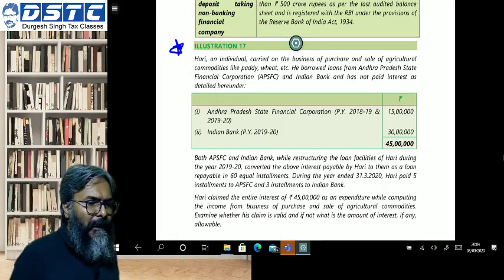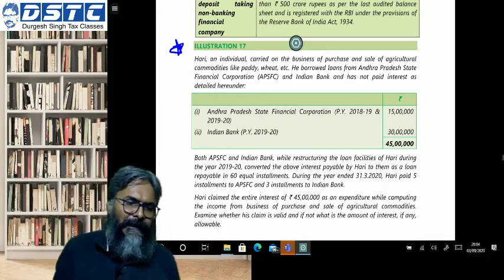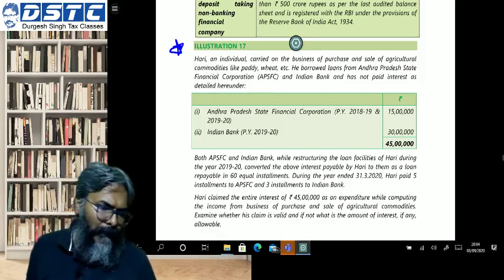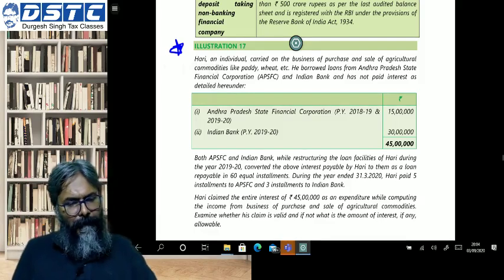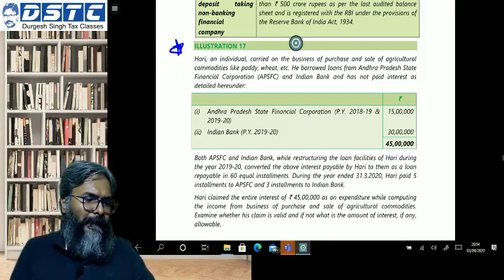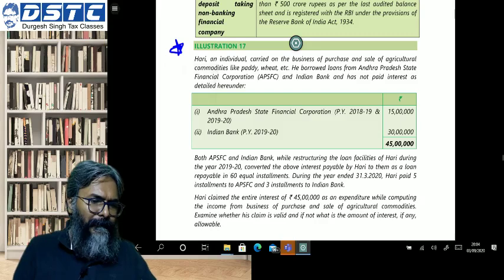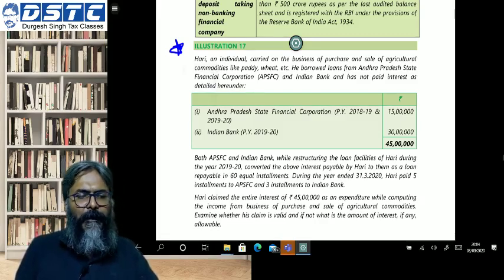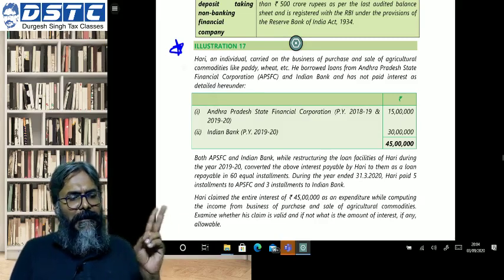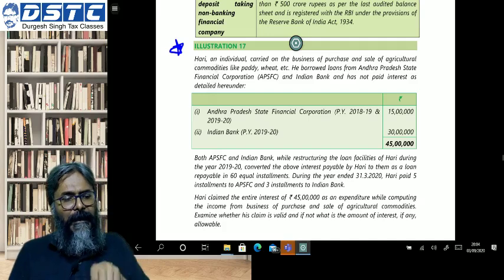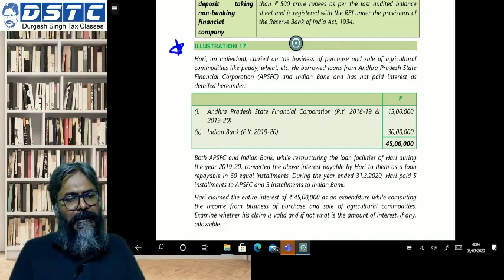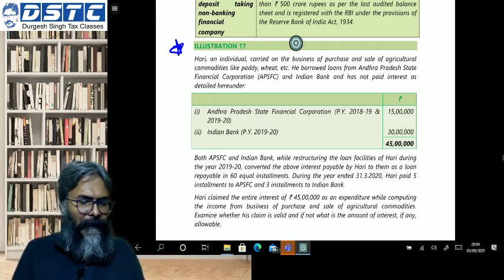And has not paid interest as detailed hereunder. Andhra Pradesh State Financial Corporation, previous year 2018-19 and 2019-20. So that is the interest part. Indian Bank, previous year 2019-20. So Andhra Pradesh State Financial Corporation, 2 years; Indian Bank, 1 year. 15 lakhs and 30 lakhs respectively.